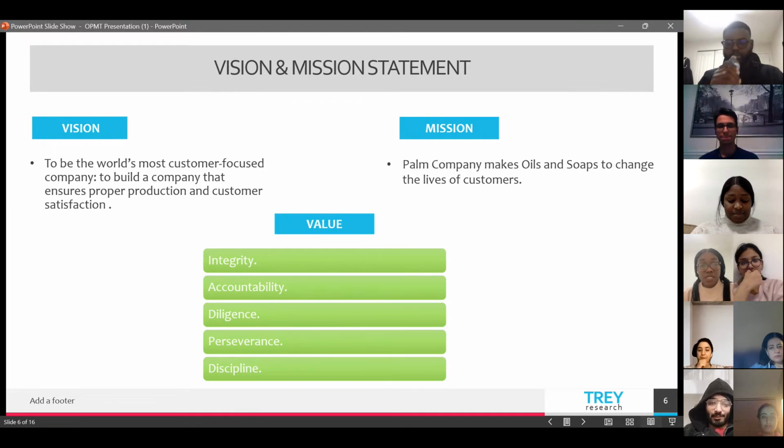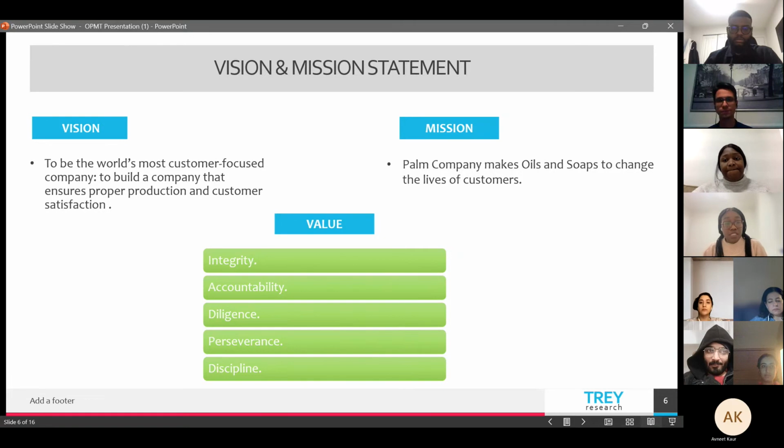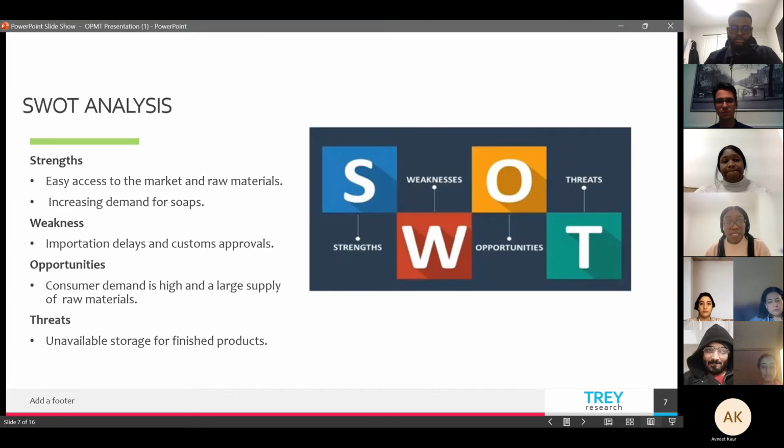Its mission statement states it wants to make oil and soap that can change the customer's life. Some of the values of the company are integrity, accountability, diligence, perseverance, and discipline. Moving forward to the next slide, which explains the SWOT analysis, and this helps the company determine where it is at the moment, the challenges it has before it, and where it hopes to be in the nearest future.